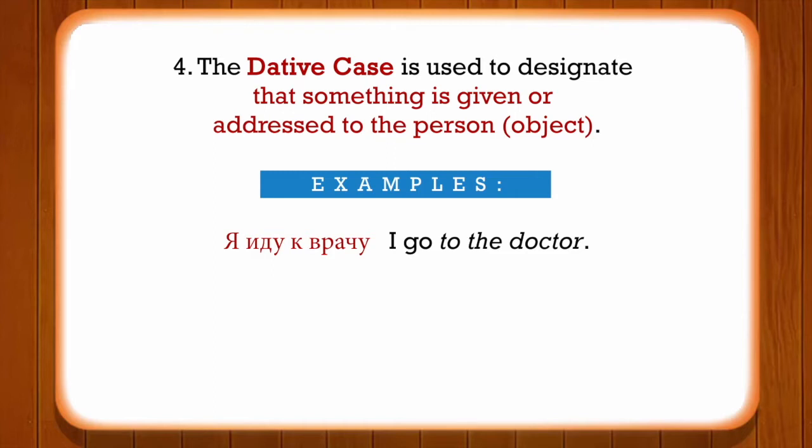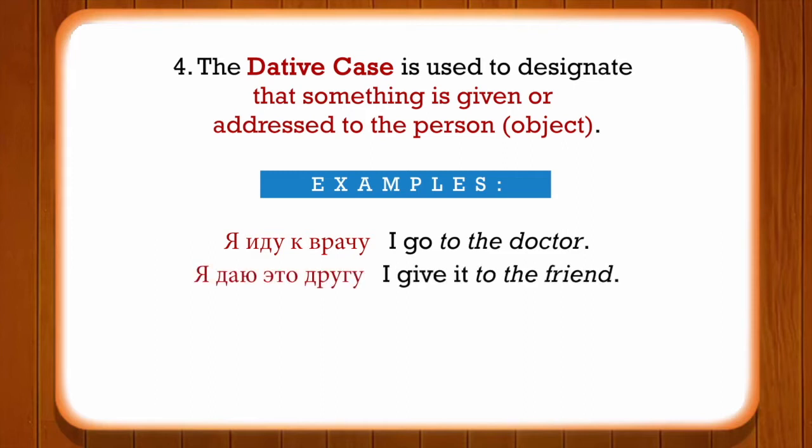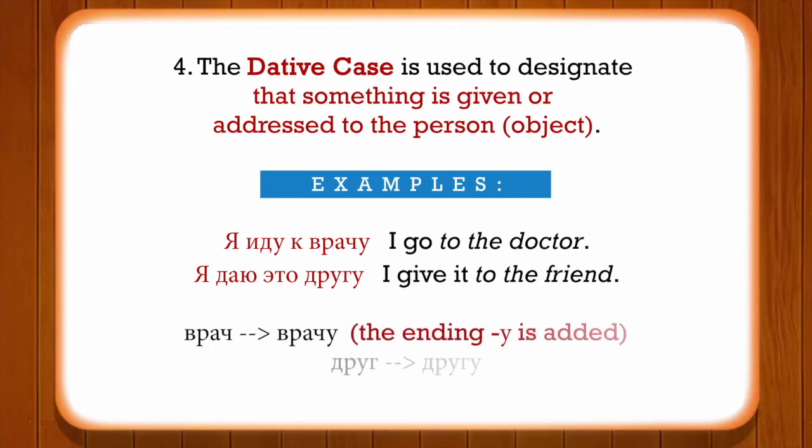Suppose if you have in place of vrach any other noun like drug, Я иду к другу. So drug changes into drugu. Likewise, you also have verbs here. For example, in the second sentence, Я даю это другу. That has been conjugated in the form of Я даю это кому? To whom I am giving it? Я даю это другу. I give it to the friend. Likewise, vrach changes into vrachu and drug is changing into drugu. So we are adding u at the end.